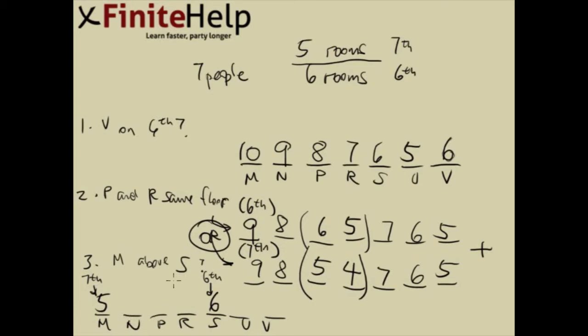And then the rest of the logic works the same. Again, 9 rooms because N can't have either of these two but anything else. So 9, 8, 7, 6, 5. And then you multiply this across, and that's it.